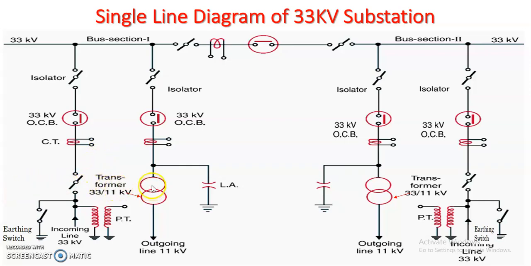Then there is the step down transformer. That transformer will step down the 33 kV into 11 kV, that is 33 by 11 kV. Again the 11 kV outgoing line is there. So this is our bus section 1.